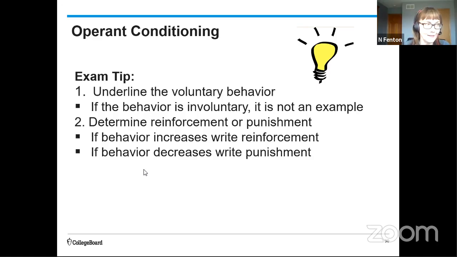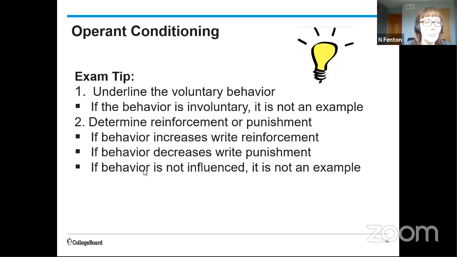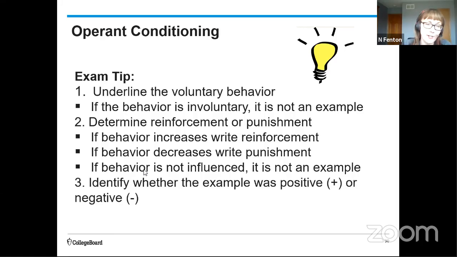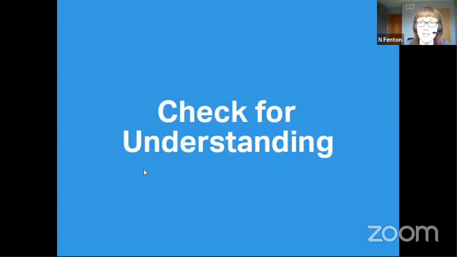Once you figure out if it's a reinforcement or a punishment, that's where you're going to start. Now, if the behavior is not influenced, like if it doesn't either increase or decrease in the future, your example is incomplete. And then figure out, is it positive? Was something added or was something subtracted? Is it negative?